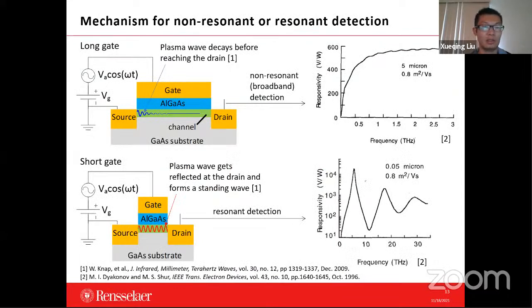So this slide shows the Terahertz detection could be either non-resonant or resonant, depending on the frequency of the Terahertz radiation and also the feature length of the device. For the long gate device, the plasma wave will decay before reaching the drain, so the detection is non-resonant or broadband. But for a short gate device, the plasma wave could reach the drain, get reflected and form a standing wave, and that could be resonant detection.